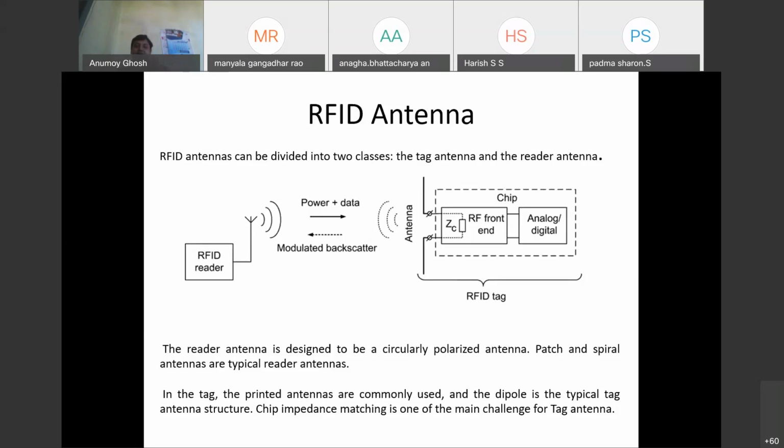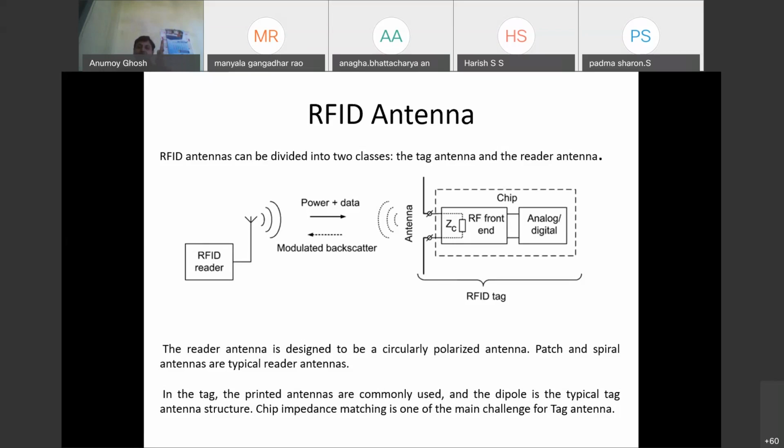Second thing, the RFID tag antenna should be an omnidirectional antenna. That means the tag antenna should be able to communicate with the reader antenna from any direction. Why? Suppose in a speed limit case, there is a 3-lane road with a speed limit board.